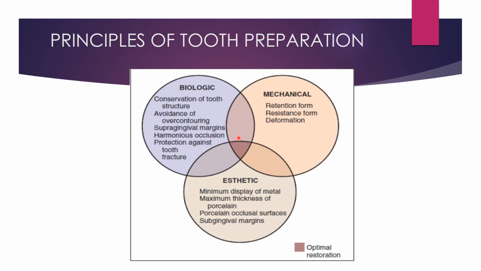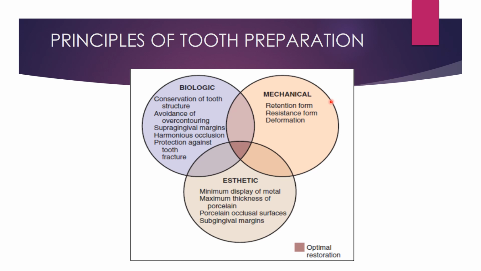So, firstly, biologic, mechanical, and aesthetic. So, in biologic, you basically conserve the tooth structure, you avoid over contouring, you do try to place supragingival margin, you have harmonious occlusion, you protect tooth against fracture, and the mechanical form is retention form, resistance form, and deformation.